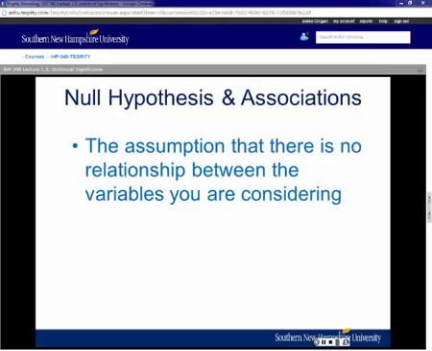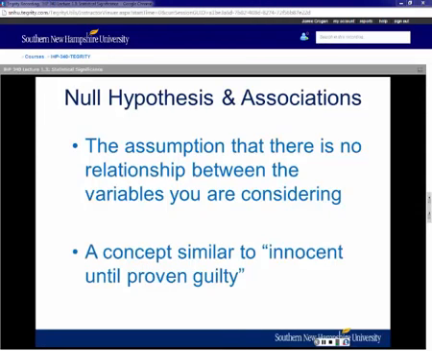This is very similar to our legal system, where someone is innocent until they are proven guilty. You assume they're innocent until you gather up enough evidence to prove otherwise. In statistics, it's very much the same. You assume that there's nothing going on until you gather up enough evidence to suggest otherwise. So often people will talk about the null hypothesis. Based on my results, I either accept the null hypothesis or I reject it.